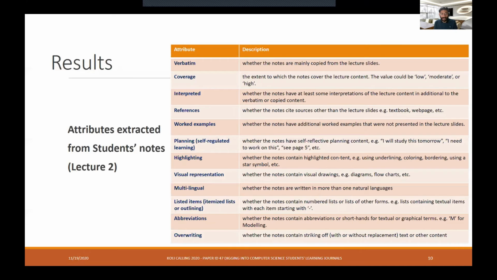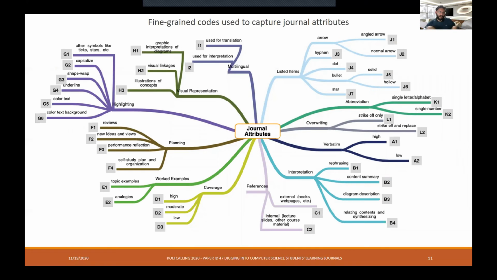Listed items, different kinds of patterns were observed for the listed items as well, or outlining. Abbreviations, students rarely used abbreviations, but yes, this is one of the attributes, along with overwriting. And if we look at the sub attributes in the form of a mind tree, we went on to distinguish among these 12 attributes by looking at their sub attributes. So for example, highlighting was further split into 6 subcategories. And similarly, planning was distributed into a further 4 categories.